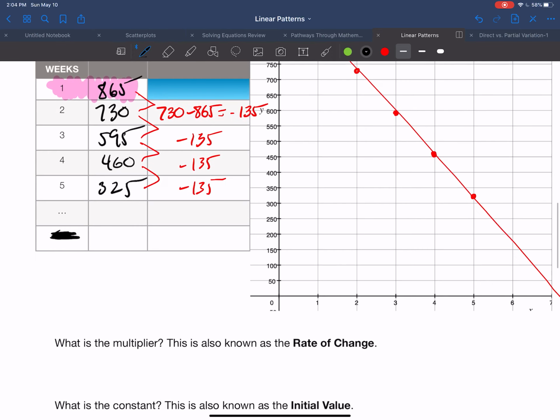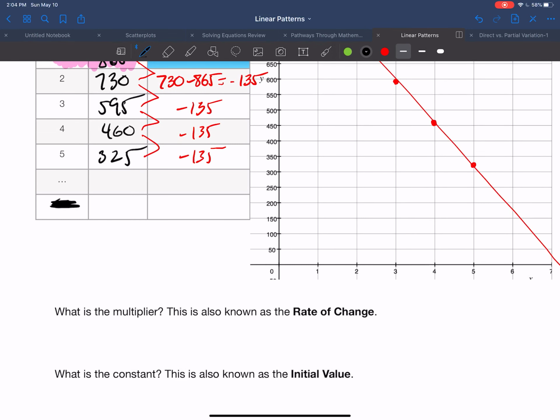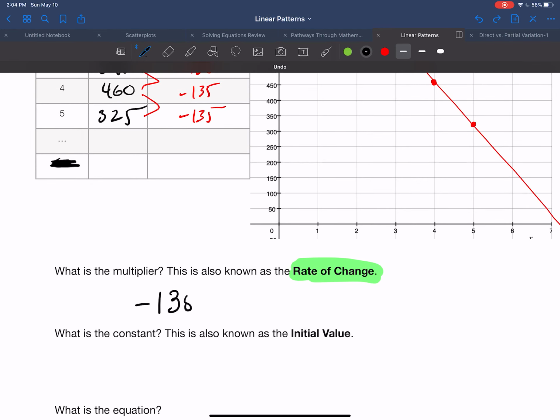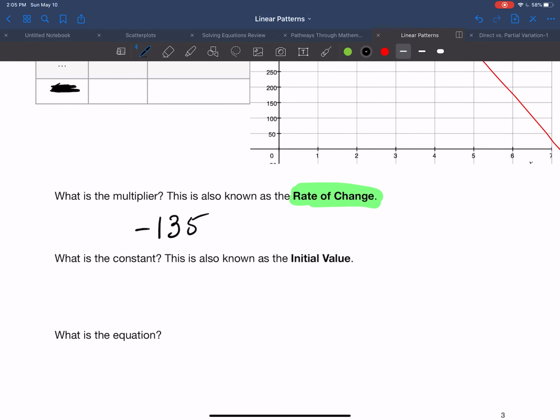So what's the multiplier? The multiplier is whatever the first differences are, whatever it's going down by, or up by, in this case down. So the rate of change, or the multiplier, we're going to call it the rate of change from now on. The rate of change is negative 135. And what's the constant, or the initial value? I think it's easier if we think about it this way. What's the initial value? What do we start with? So at 0 weeks, she would have had the $1,000.